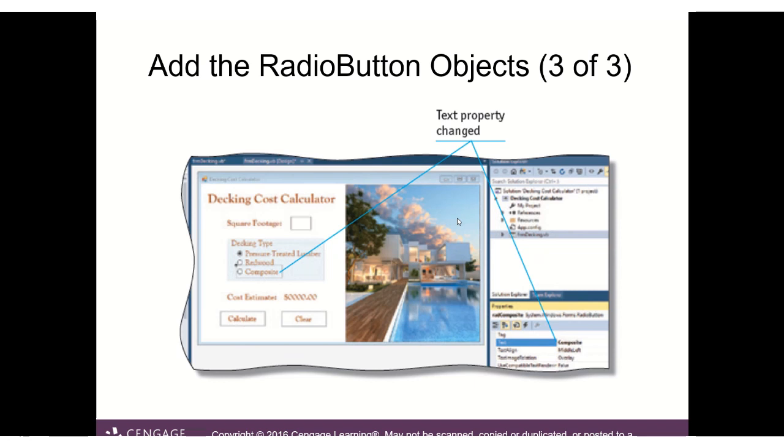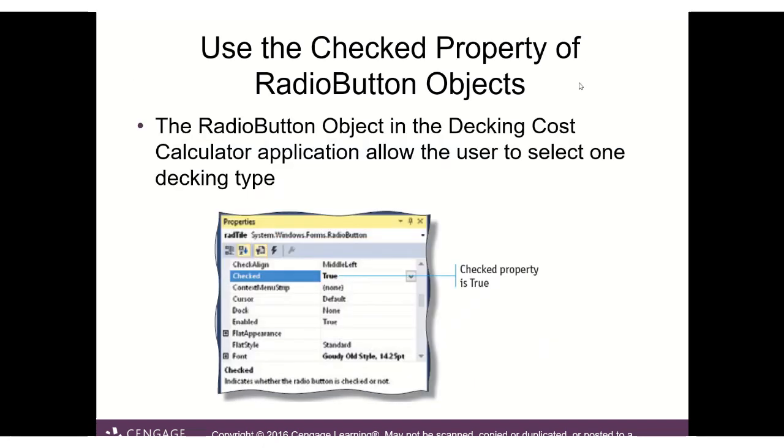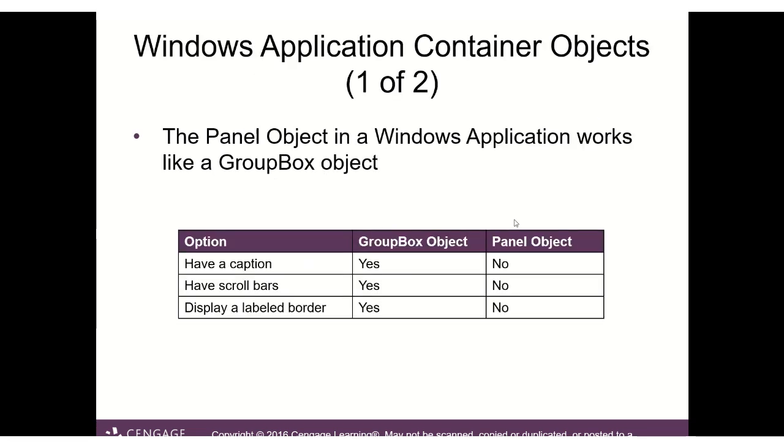Once you do that, it looks like this, as I illustrated in my picture as well. One of the radio buttons needs to be checked by default. That's what is illustrated here. And then there are some alternatives to the group box.